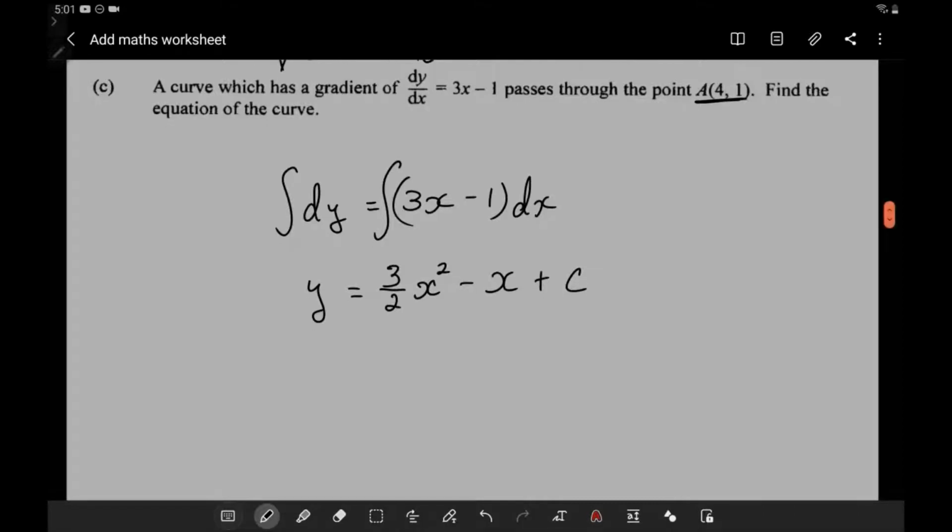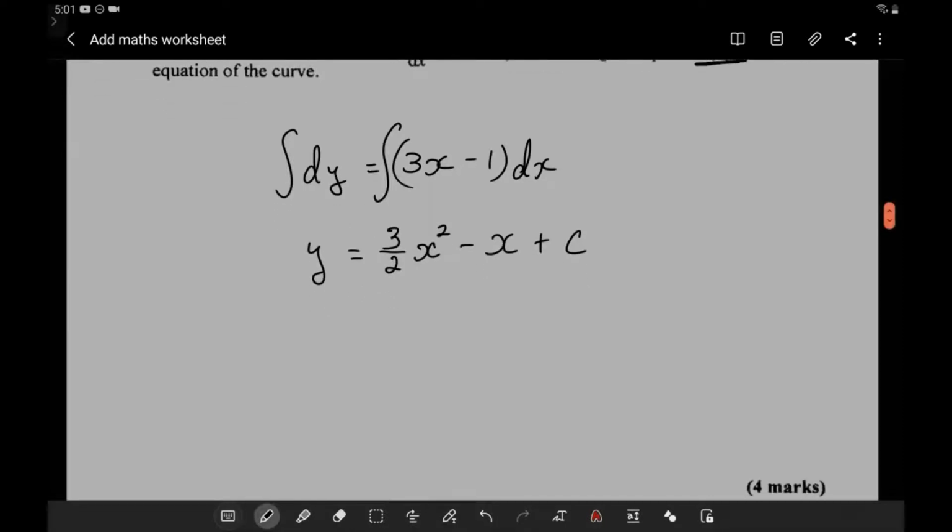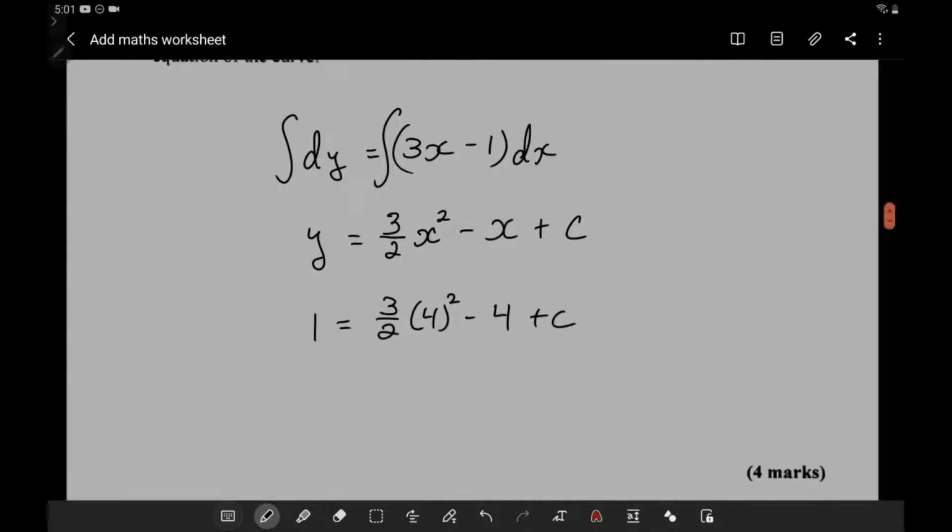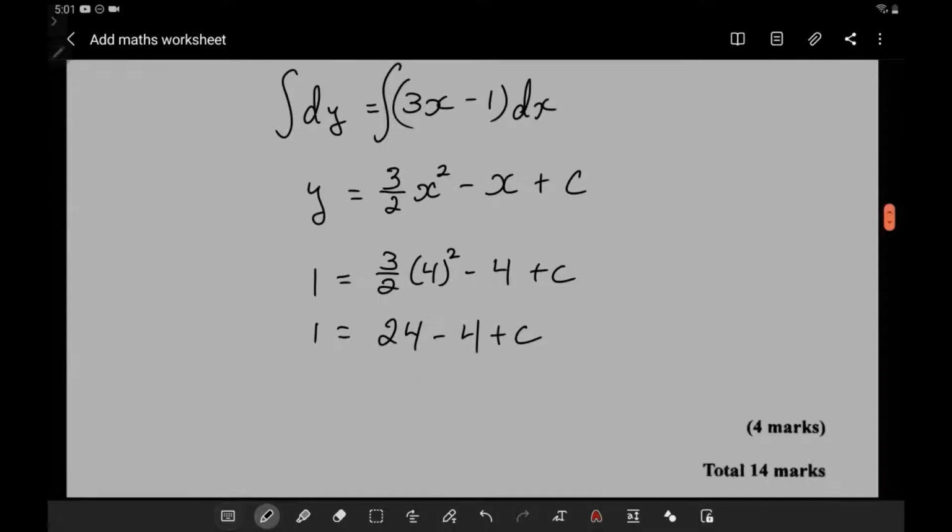We want to find a curve that specifically passes through this point 4, 1. So wherever we see x, we put 4, wherever we see y, we put 1, and solve for c. So we have 1 is equal to 3 over 2 times 4 squared minus 4 plus c. So 4 squared is 16, 16 over 2 is 8, 3 8s are 24, minus 4 plus c. So we get 1 is equal to 20 plus c. So that means that c is equal to negative 19.